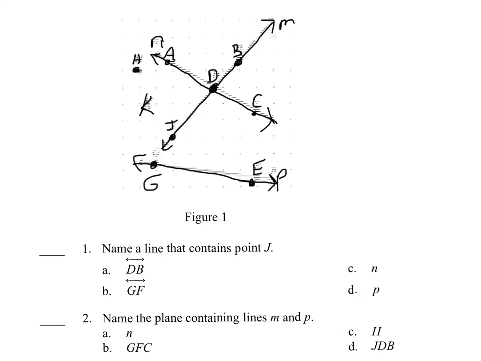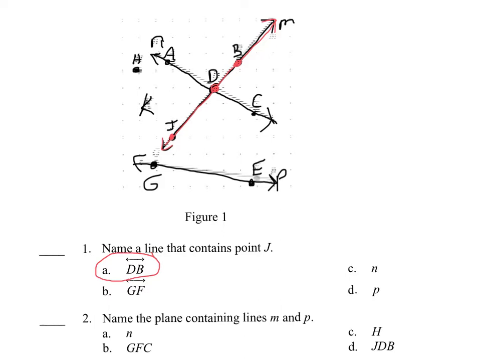Name a line that contains point J. Well, looking for point J, we see point J right here, so we know what line we're talking about. We're talking about this line right here. Is it line DB? Well, D and B are on that line, so at first glance that looks like the correct answer. Let's go through to see if any of these other ones work.